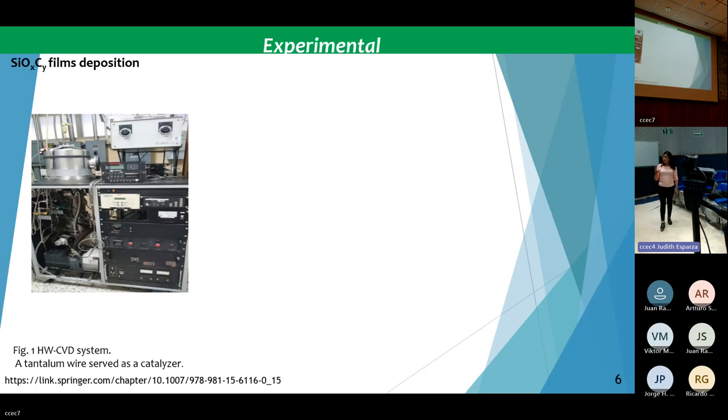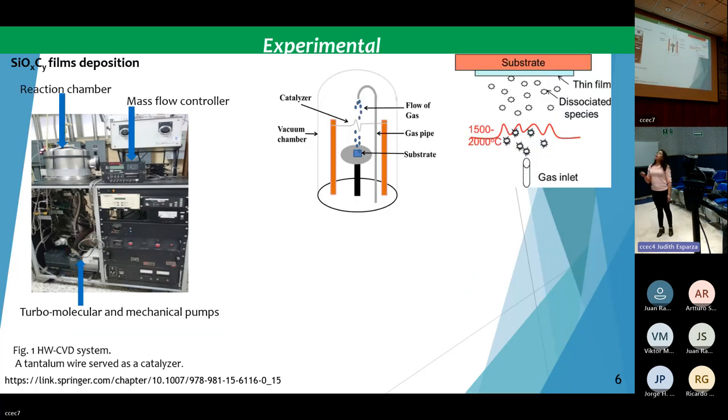Experimental part. In this part, we show the system that we use. This system is formed by a reaction chamber, mass flow controllers, and turbomolecular and mechanical pumps. In this picture, we show the inside of the chamber, where we observe the holder, substrate, gas inlet, gas flow, and the important catalyst. This picture shows the formation of the films. In this case, a tantalum filament was used. This filament is at high temperature. Precursor gases are dissociated and the nuclei are absorbed on the substrate and form the thin films.